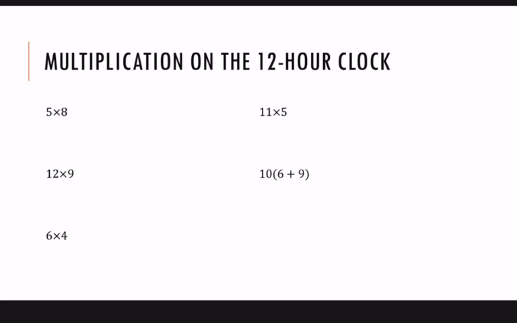Let's practice. 5 times 8 is 40. I can subtract 3 groups of 12, or 36, and that leaves me with 4. So 5 times 8 in clock multiplication is actually 4. Pause if you want, try the other ones, and then when you come back, we can go over the answers.